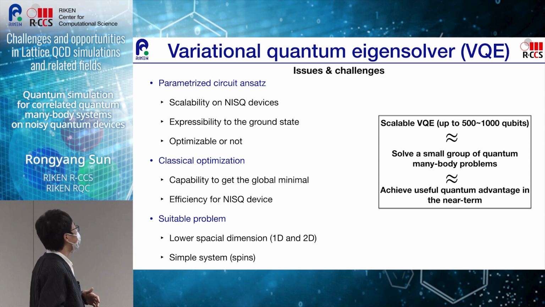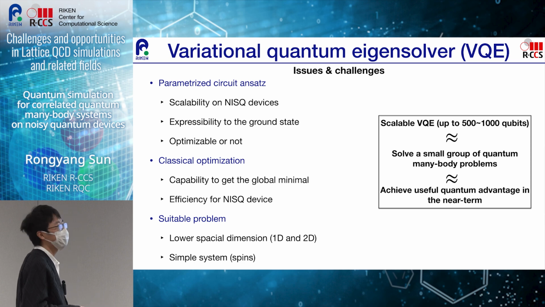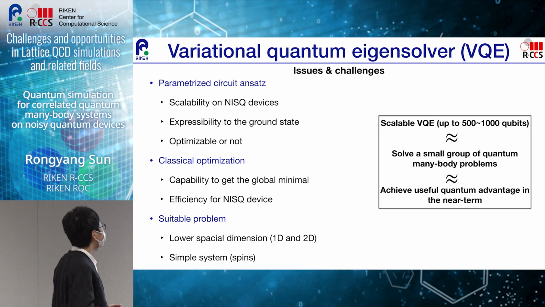But there are still a lot of issues related to the VQE algorithm. For the parameterized circuit ansatz part, we need to check if the ansatz is scalable or not on NISQ devices, or if the ansatz has enough expressibility to express the ground state. And even if your ansatz has these two properties, if your ansatz has too many parameters which cannot be optimized, then your ansatz is still useless.